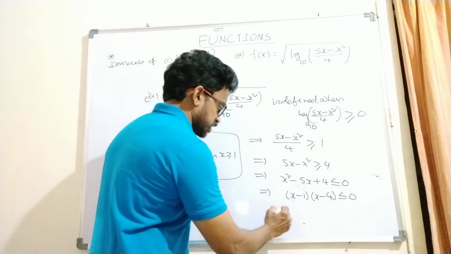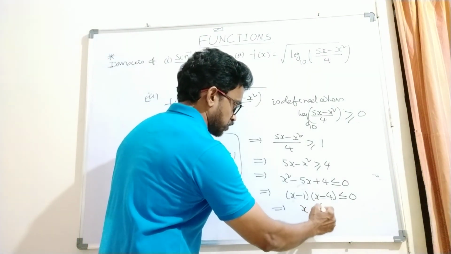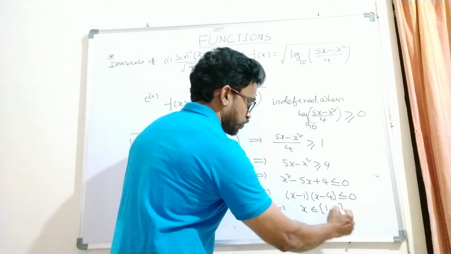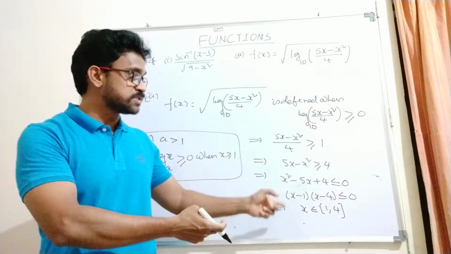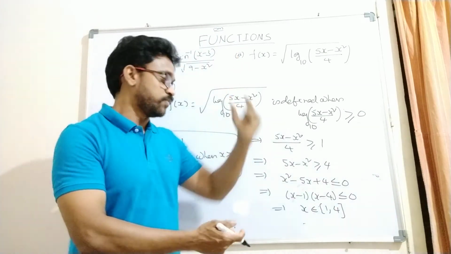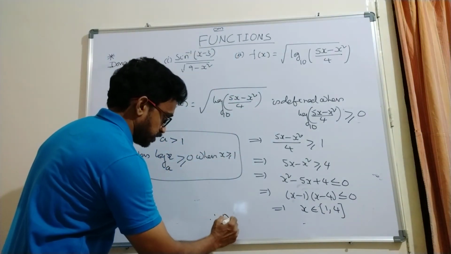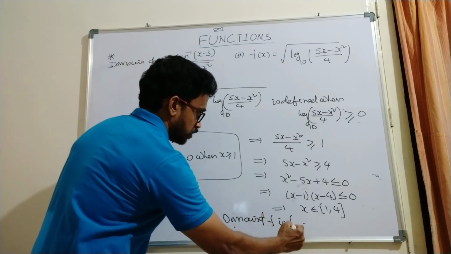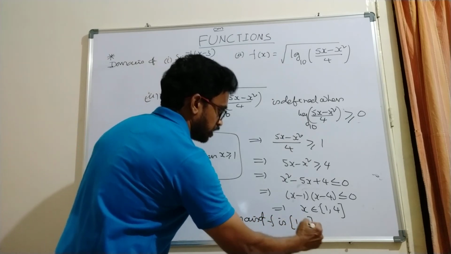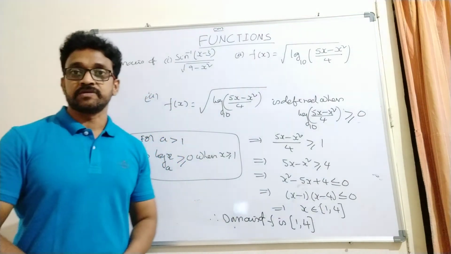Now that implies, very clear, x belongs to the closed interval 1 comma 4. We have identified the x value. Now this is the domain of the given function. Therefore, domain of f is what? The closed interval 1 comma 4. This is the domain of the function.